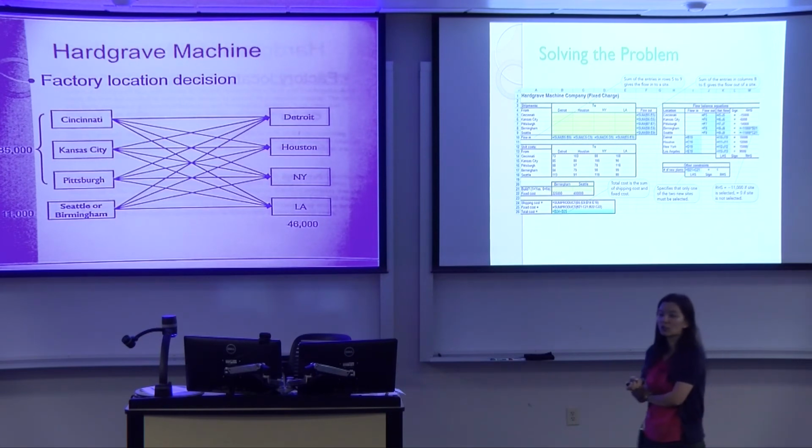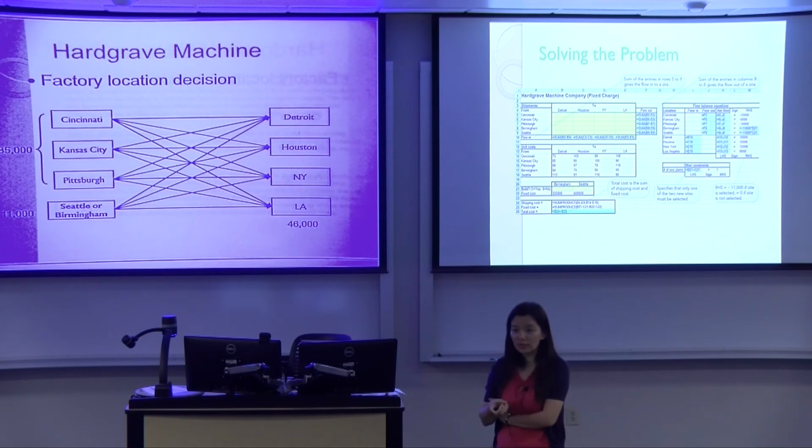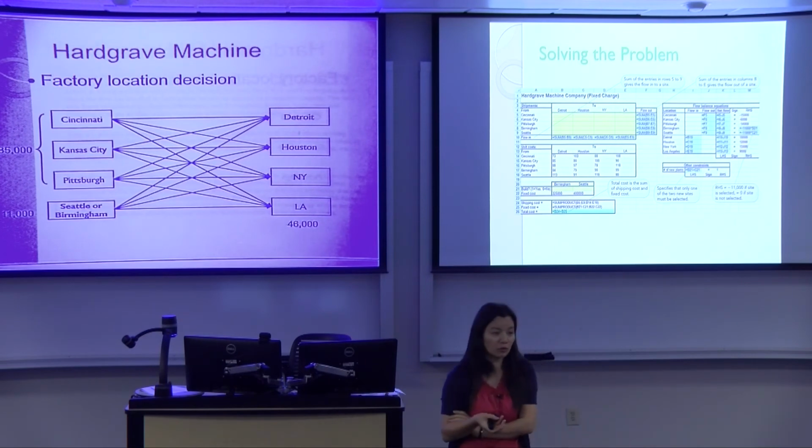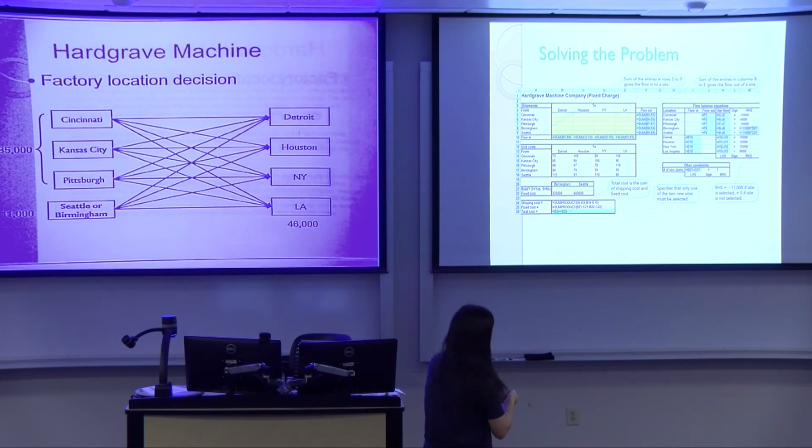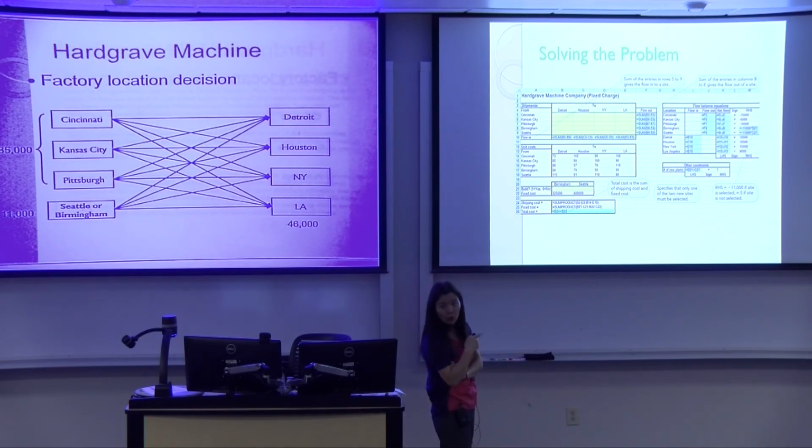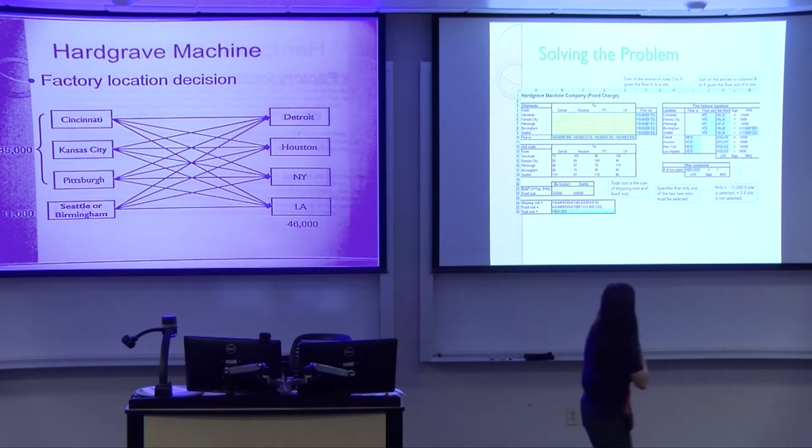Right, because you do not know whether this facility is chosen or not. If it's not chosen, your supply is 0. So that's why you need to times this integer decision variable. Okay, don't forget that. Otherwise, you will get the wrong solution. And the Detroit, Houston, New York, and LA are also similar to the network model.